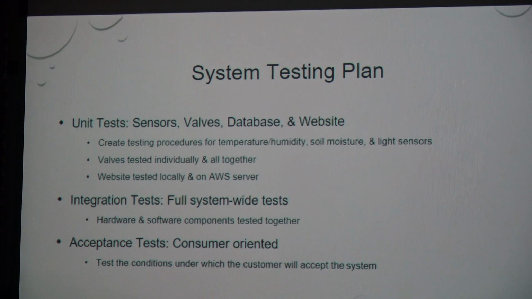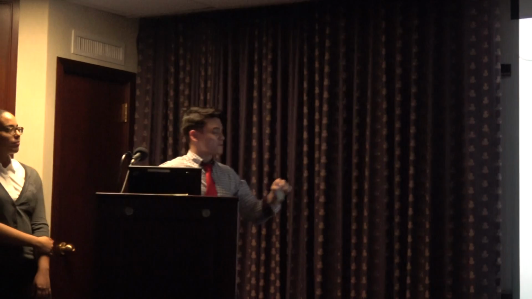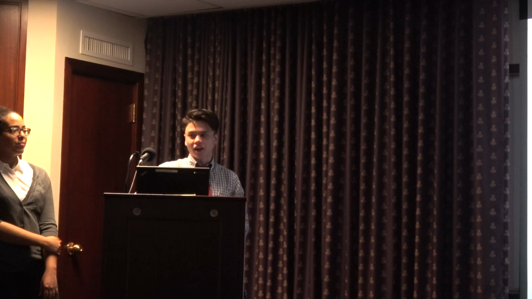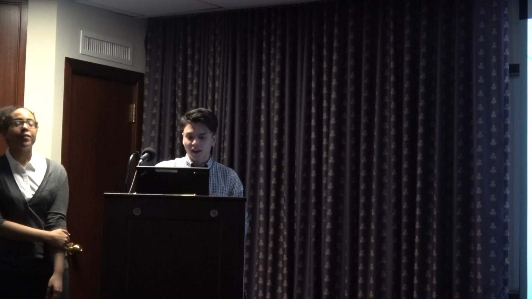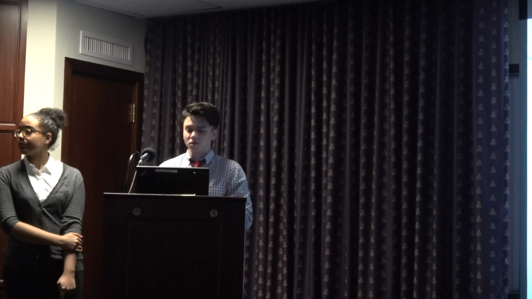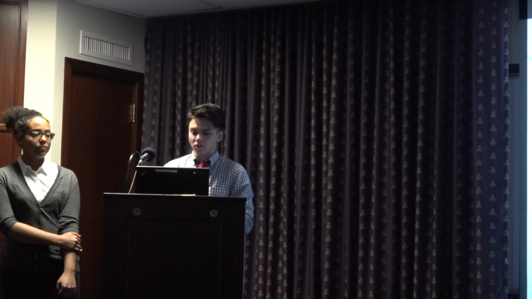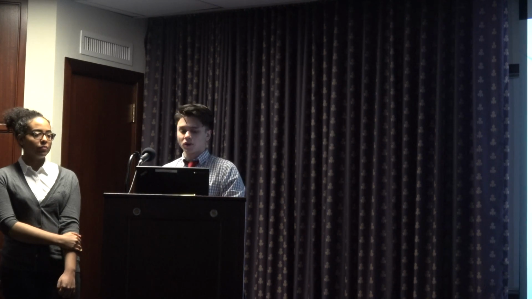So the unit tests are composed of tests that, sorry, I lost my train of thought. Unit tests: the sensors, the valves, and the database and the website are all individually tested. So we created testing procedures for the sensors, for the temperature humidity sensor, the soil moisture sensor, and the light sensors. We tested them individually and then all together. We tested the website locally and then on the AWS server.